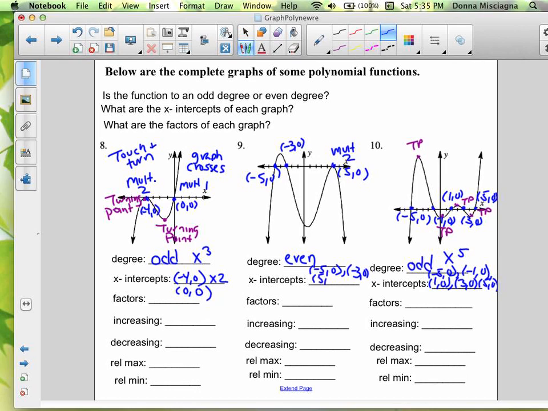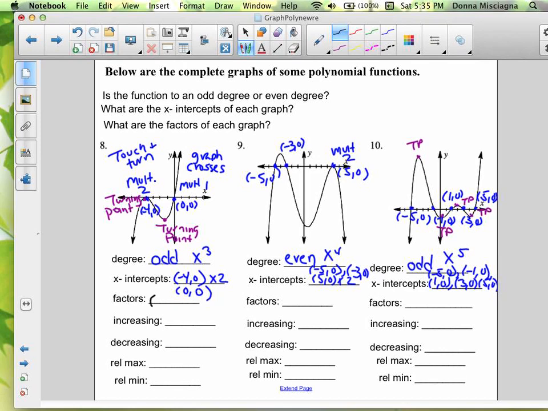And 5, 0, and that one is times 2, multiplicity 2. All right, so we've got our degree. Oops, this is x to the 4th. We've got our x-intercepts. We're going to change our x-intercepts to factors. That would be excellent practice for us, and remembering how to go from an x-intercept to a factor, because that'll help you write equations. Of course, I'm doing this after the equations, but that's okay.